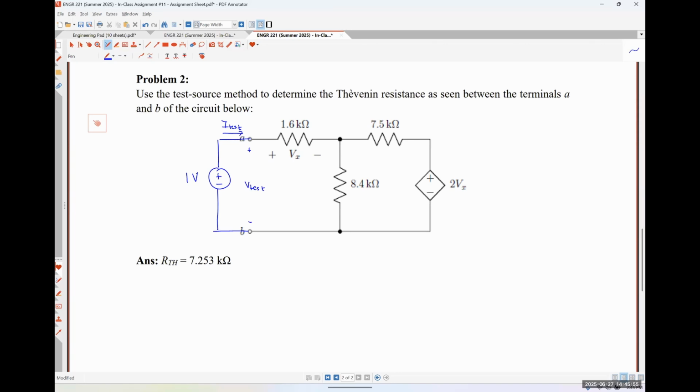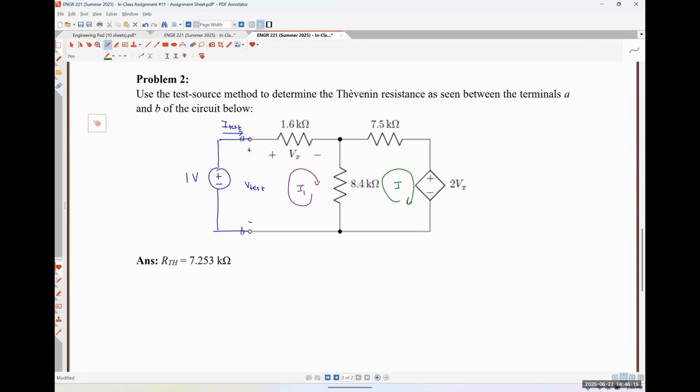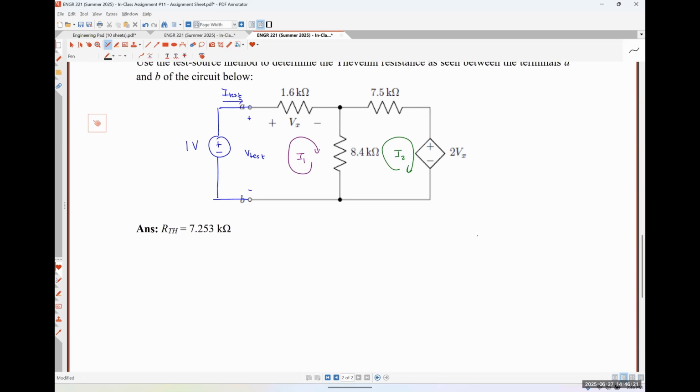So ultimately here, we're just trying to find that current I test. I think that mesh analysis would probably be the most appropriate tool to use here. So let's make this mesh current I1 and this mesh current I2. Our controlling variable relationship is going to be Vx is equal to 1.6 kiloohms times I1. And now we just need to write our two KVL equations.